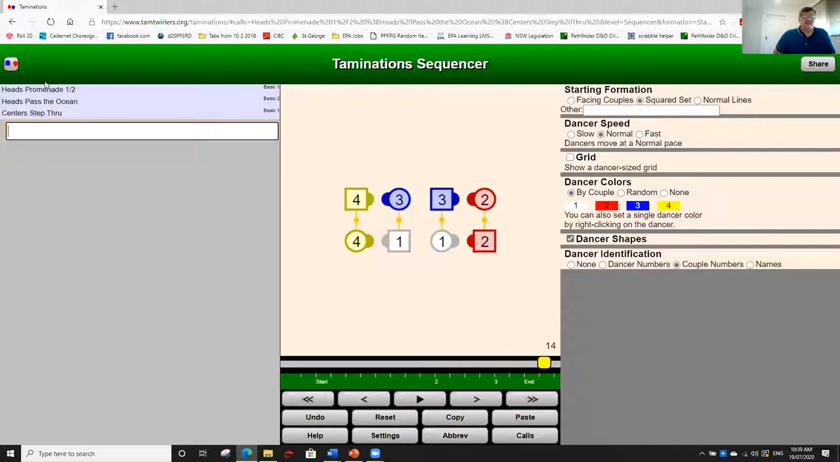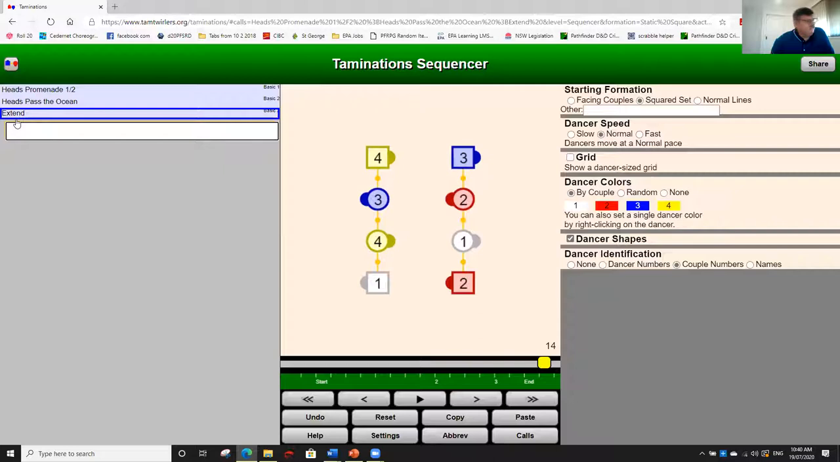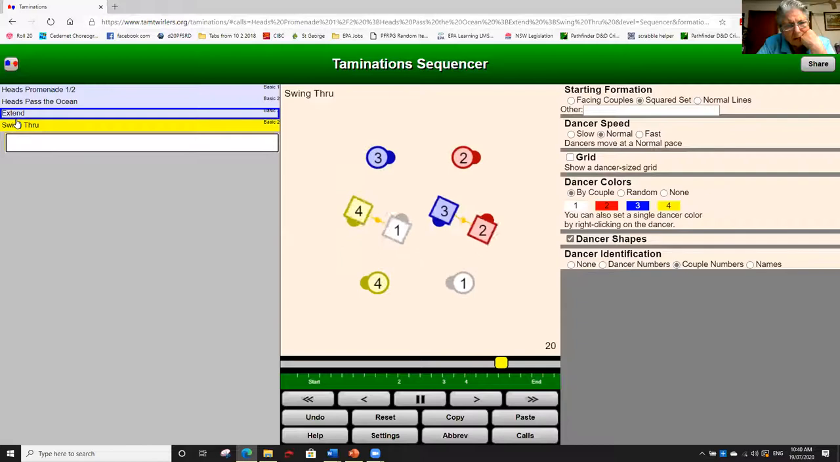Now I've got a corner box. If I want to use the extend, and we will, I'm in an ocean wave. Okay, let's take this to a line. Somebody convert this to a line with your known modules. Thanks, Ru. And the line. Roll, circulate.